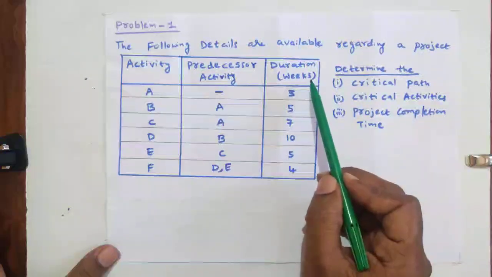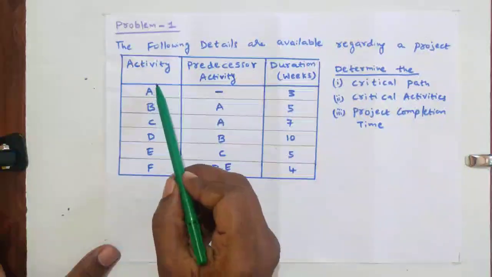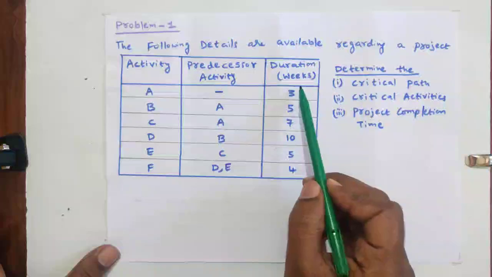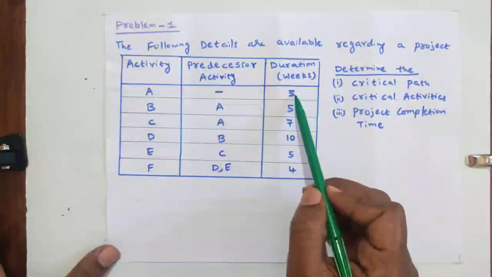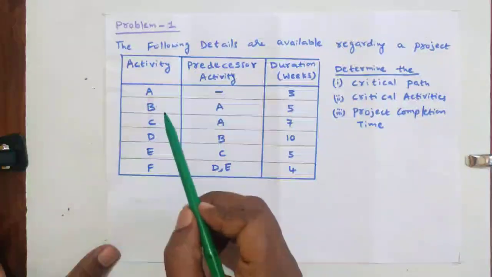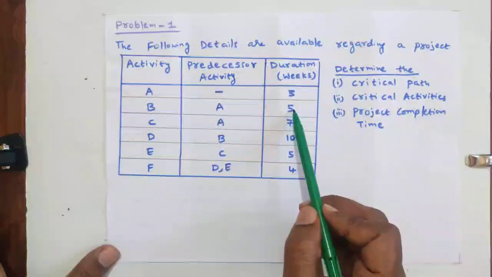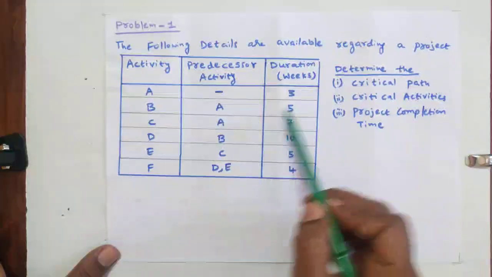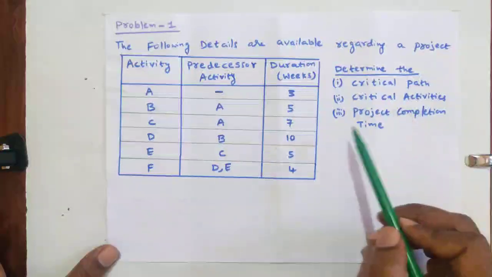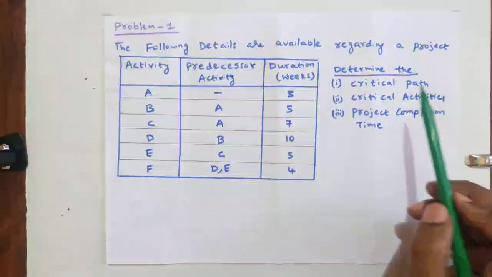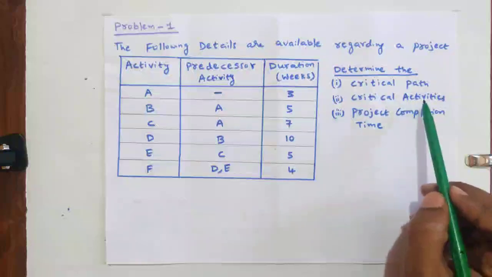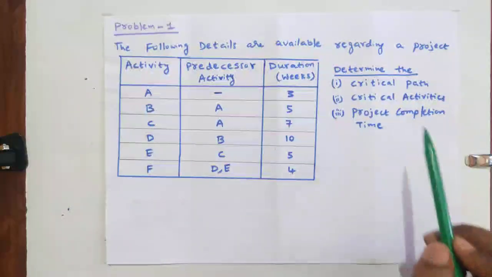And duration means the time this activity requires to complete. Activity A requires 3 weeks of time to complete. Similarly, activity B requires 5 weeks. That is the meaning of duration. In this problem we need to find the critical path, critical activities, and project completion time.